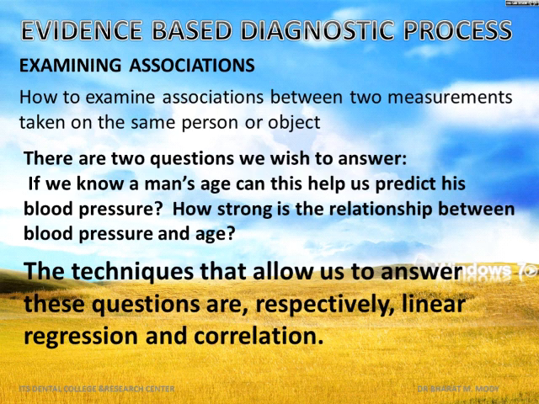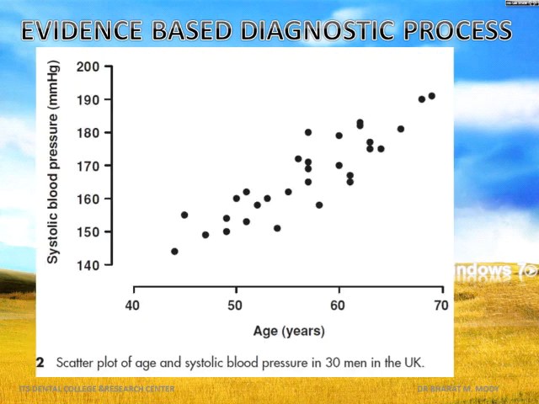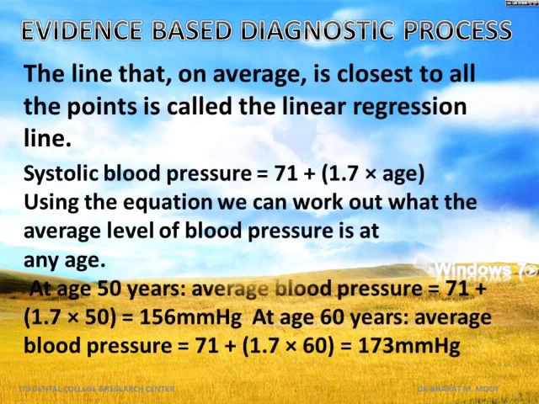Associations and measurements are where two questions arise that we wish to answer. If we know a man's age, can we predict his blood pressure? How strong is the relation between blood pressure and age? Whenever you want to find out association, we do it by what is called linear regression. You plot the systolic blood pressure against the age, and you will find that the points are distributed like this. Now a central line can be drawn through this, and that is called a regression line.